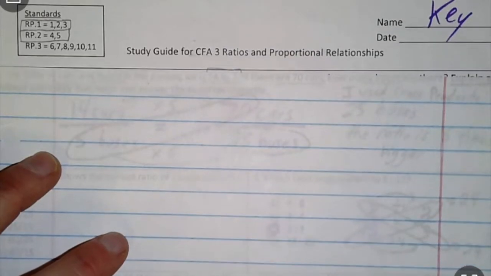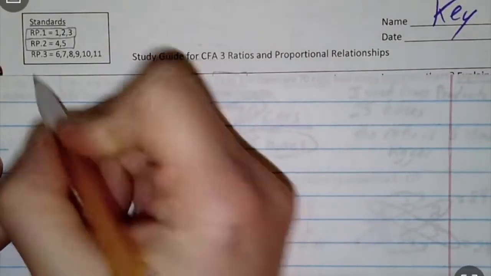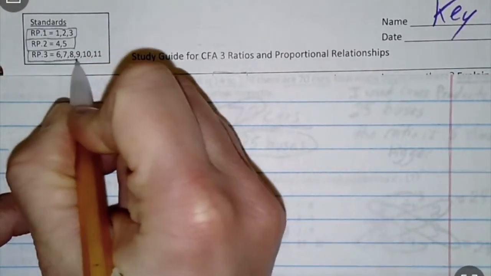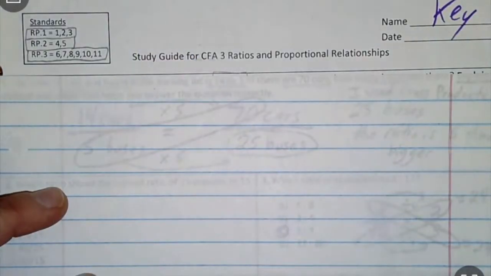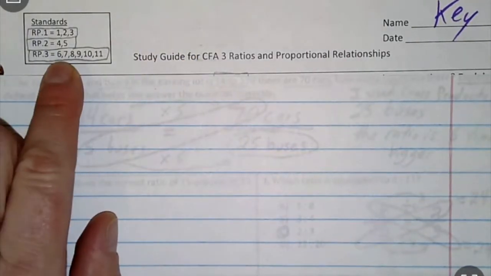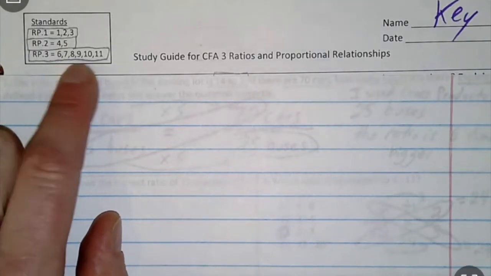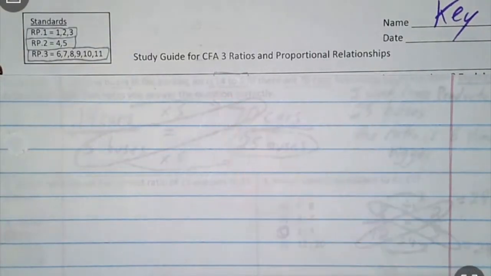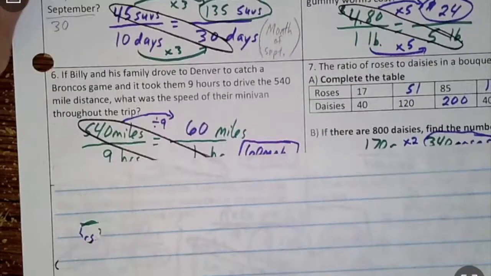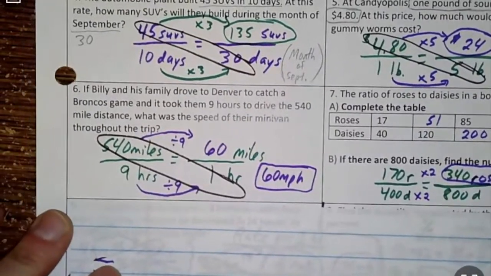This video is for RP3, and this standard I think is probably one of the harder ones just because there's a lot of different parts to standard RP3. So I'm going to show you some different types of questions that go with standard RP3, which would be questions 6 through 11 on this study guide. So if we look down to question 6 here, let me get this up here.